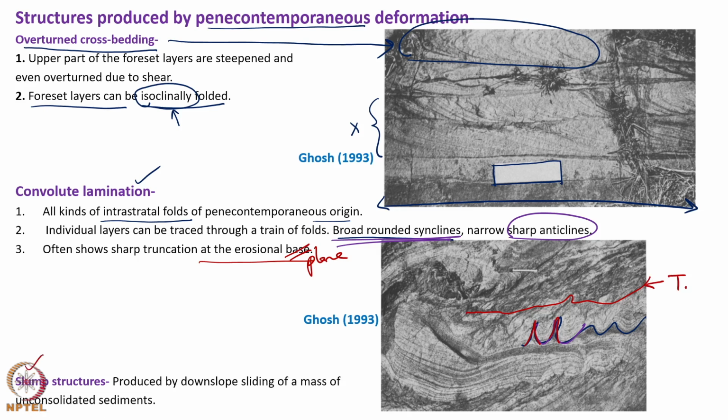Slump structures are produced by downslope sliding of a mass of unconsolidated sediments. Now, having said this, I am requesting the viewers to make a list of primary structures that I have described here indicating paleocurrent direction and a list of structures which do not indicate paleocurrent directions. Then make another list of structures which indicate younging up direction and another list of structures which are not indicative of younging upward direction or the way up indicator.